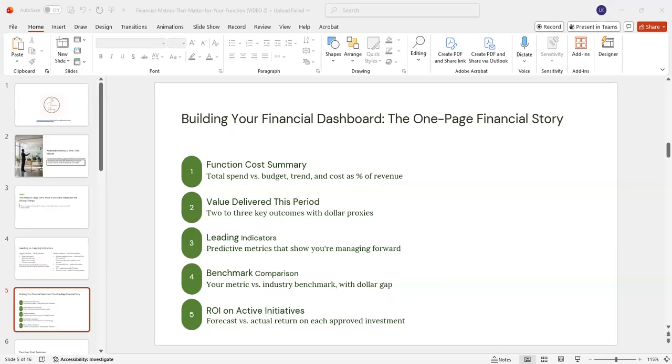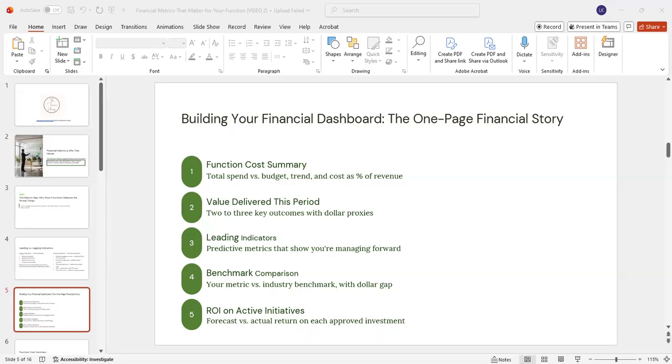The next item is more to do with lagging indicators. You're looking at 2 or 3 outcomes which are lagging indicators, which describe the value that you have delivered so far. It's important that you present them in dollar terms, not in activity terms. Number 3 is the leading indicators. Like we discussed a minute ago, these are the predictive metrics that show where things are going and convey to the finance team that you are not managing the past, you are managing forward.